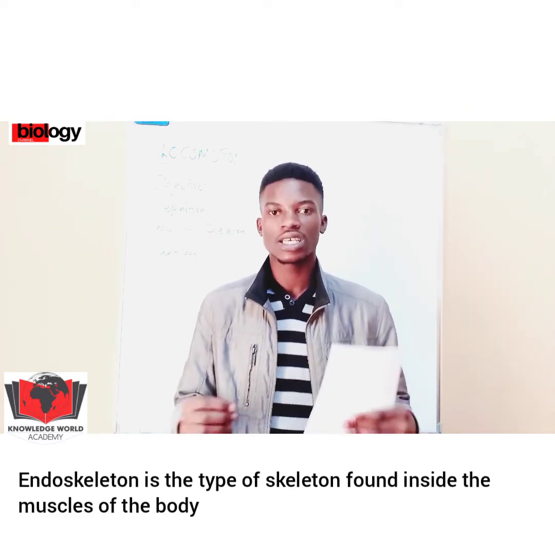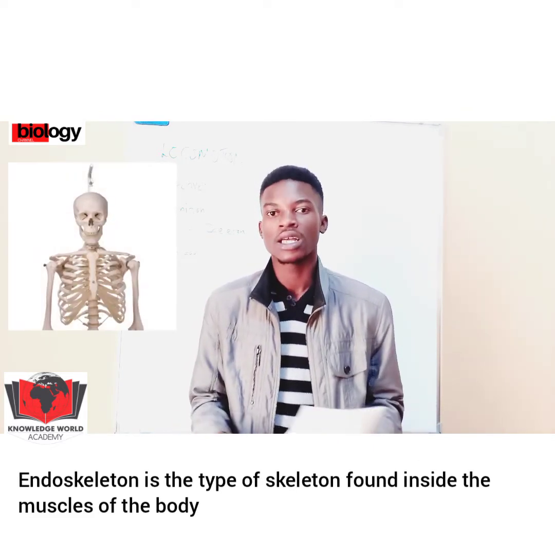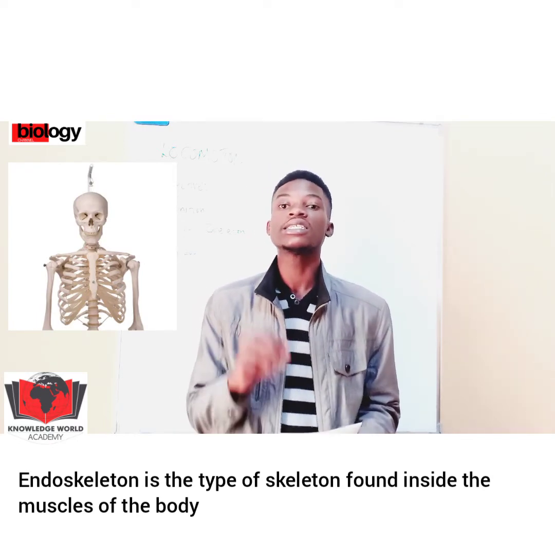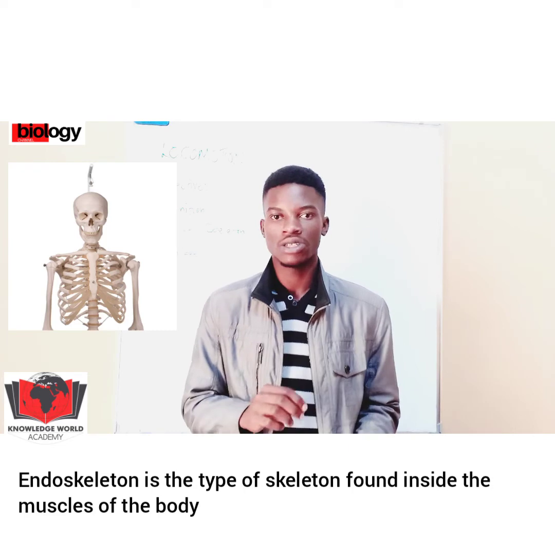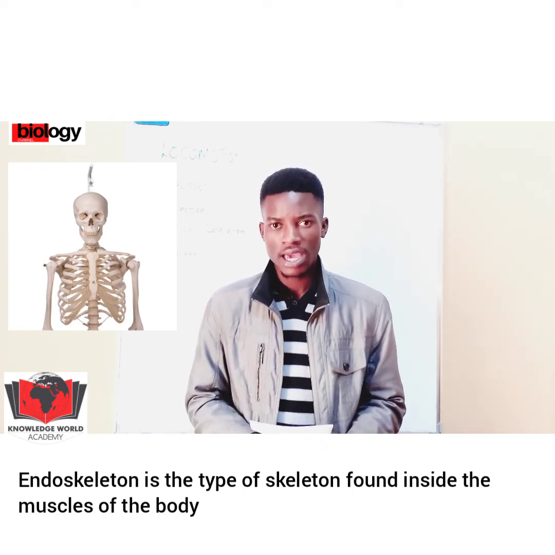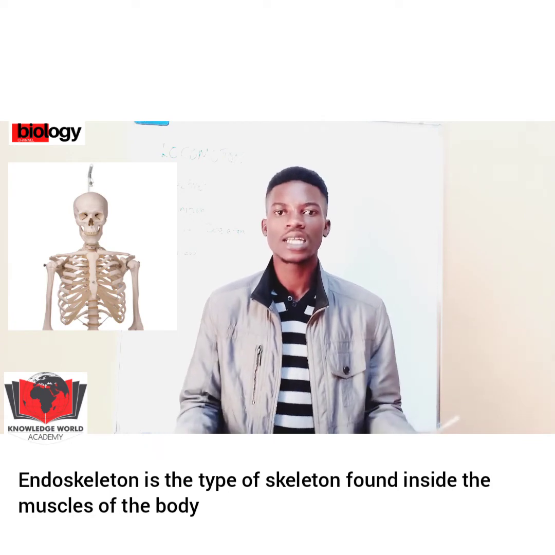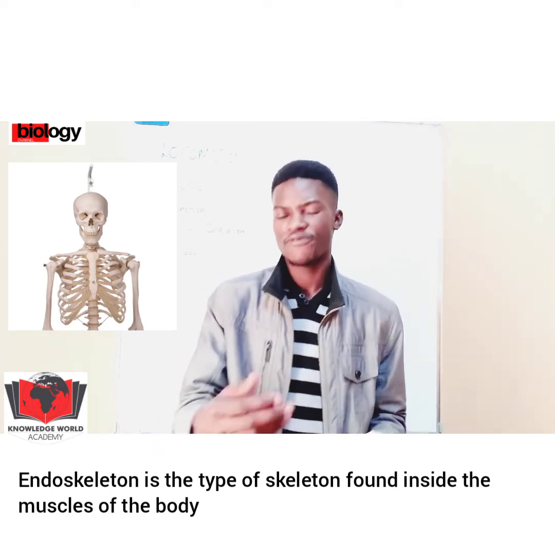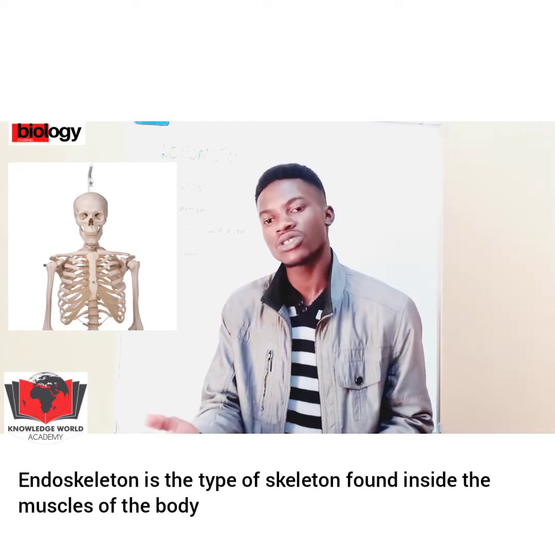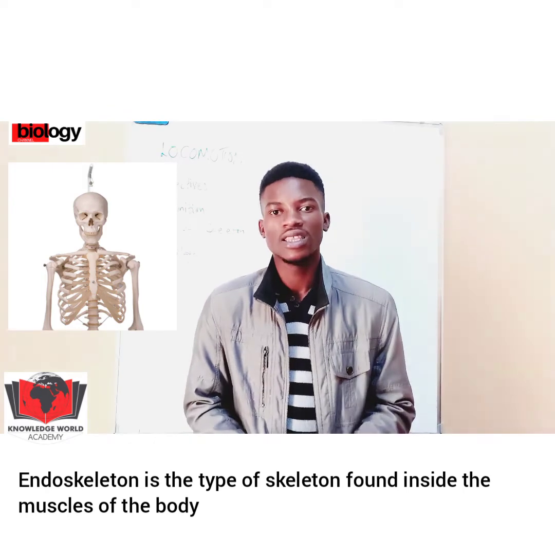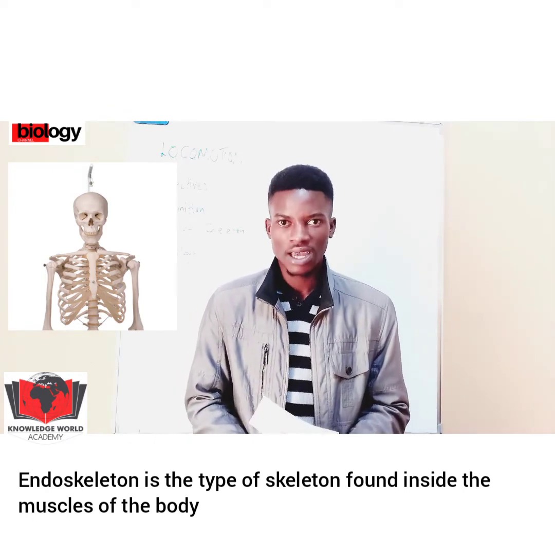Another type of skeleton that we have is the endoskeleton. The endoskeleton. This type of skeleton is found inside the muscles of the body. And organisms that have got this type of skeleton are vertebrates, those that have got the spinal cord, like the fish, mammals, birds, all those, they've got this type of skeleton called the endoskeleton.